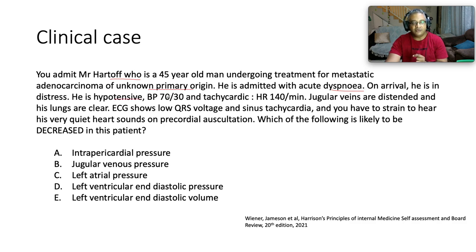He is hypotensive with a blood pressure of 70 over 30, tachycardic at 140 beats per minute. The jugular veins are distended and his lungs are clear. The ECG demonstrates low QRS voltage and sinus tachycardia. And you have to actually strain to hear his very quiet heart sounds on precordial auscultation. Which of the following is likely to be decreased in this patient? Is it A, intrapericardial pressure, B, jugular venous pressure, C, left atrial pressure? Is it D, left ventricular end diastolic pressure, or is it E, left ventricular end diastolic volume?